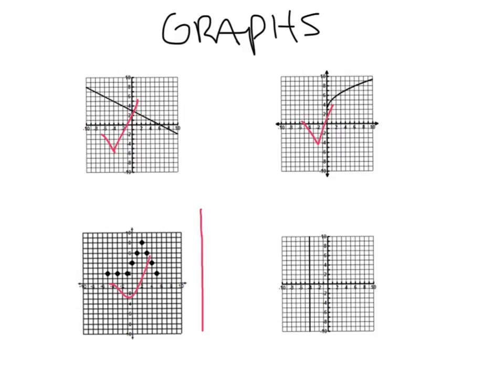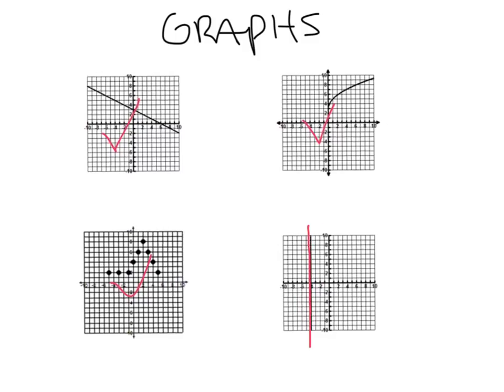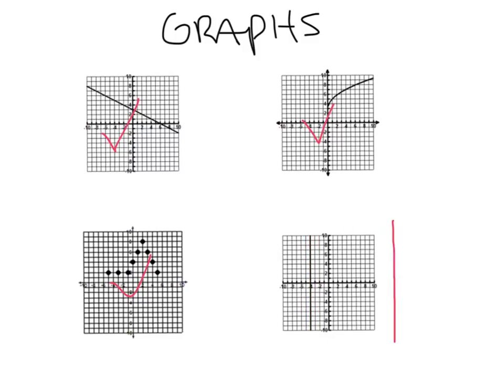But let's look at this last graph. Well, notice here it is an actual vertical line, and see what happens when I have that. Bam, I touch at two places at the same time, actually multiple places at the same time. So this would not be a function.